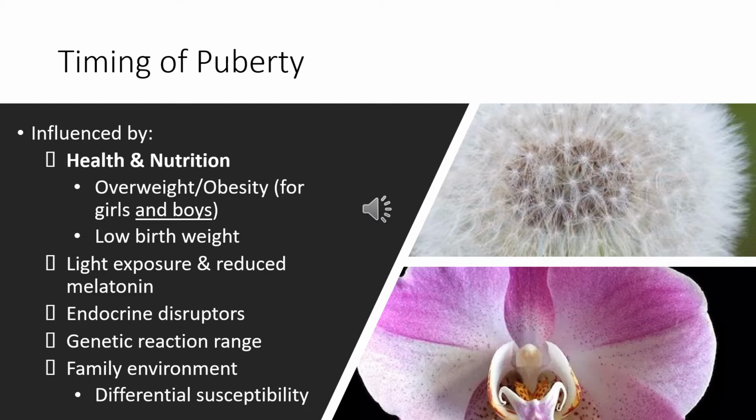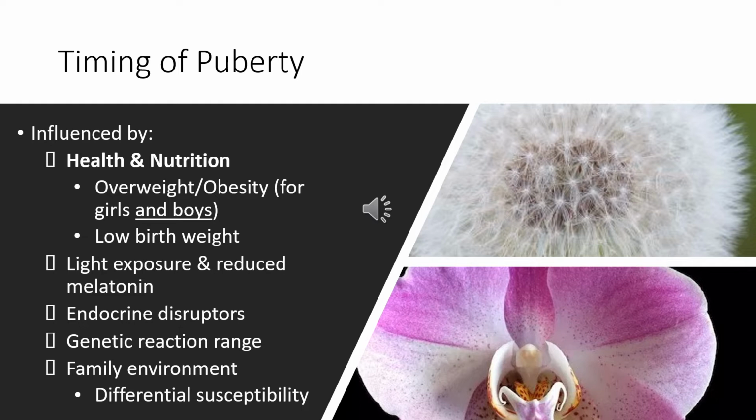So as we might imagine, someone who is thin and doesn't get much light exposure should go through puberty later. Endocrine disruptors, these are various chemicals and plastics and cleaning supplies and everything that we're exposed to, seem to be another factor. Of course, there is a genetic reaction range, so you are going to be influenced by when your biological parents went through puberty.